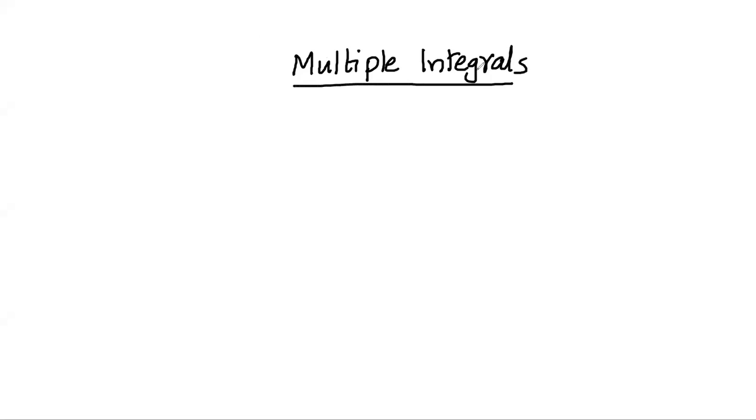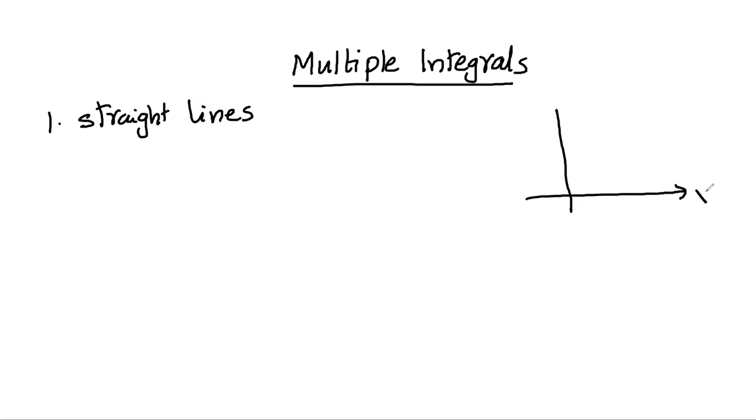And the concept today: multiple integrals. In that, we are going for the Cartesian system. The first one is straight lines. Say an example, the Cartesian system, in the sense that there is an x-axis as well as a y-axis.